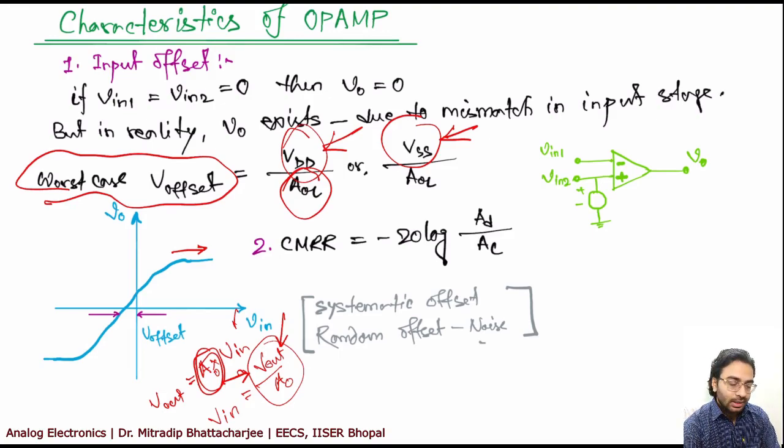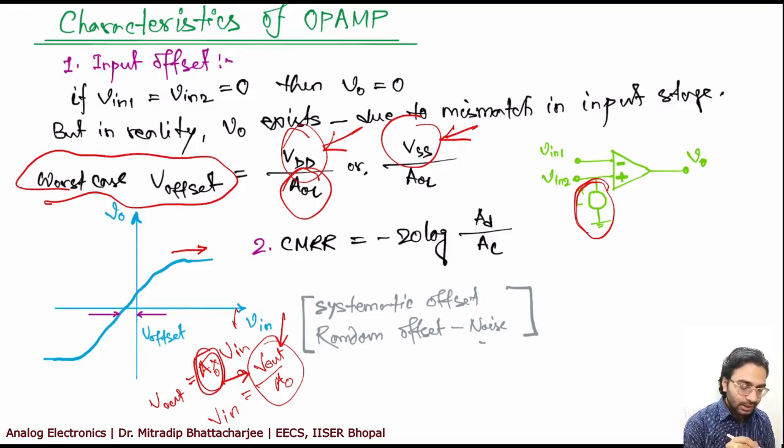Now if the offset is because of noise, then it may happen that you are not getting a very systematic offset. That means sometimes the offset is positive, sometimes negative, and then it becomes a difficult job for a person to nullify. If it is a systematic offset, then you can put an external load or some resistive circuit in order to nullify it. But if it is a random offset because of noise present, you cannot very easily nullify the offset. In that case, you have to take some extra measures.